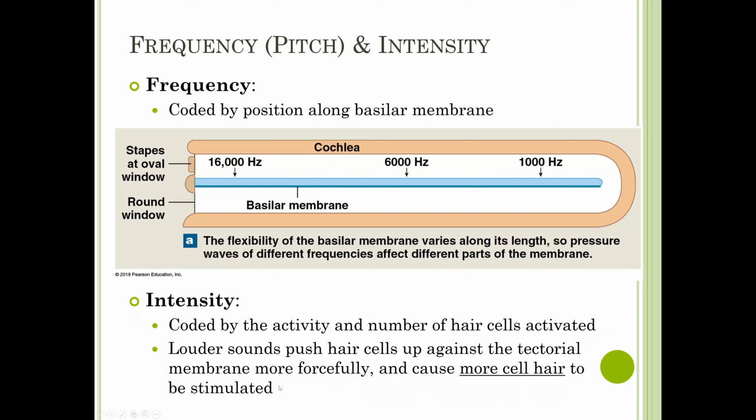Note though that loud sounds can damage hair cells because it is pushing them up against the tectorial membrane so forcefully. This is why you don't want to be exposed to very loud sounds for long periods of time, because it will permanently damage your hair cells. And damage to the high frequency hair cells, so the ones closest to the base of the cochlea, happens first.